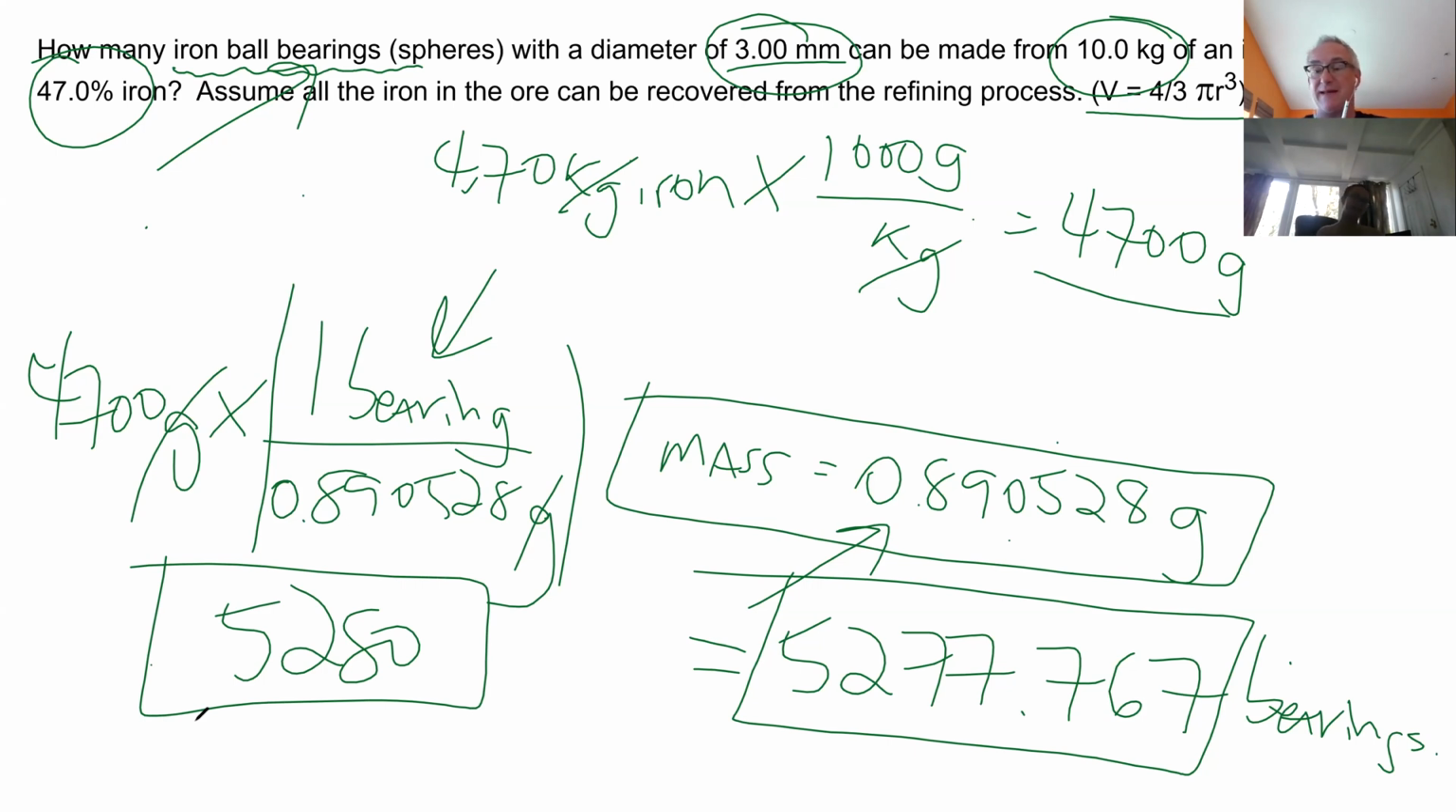Okay. We can't say 5,278. We haven't got the precision for that. We can say 5,280. And we very well may be able to make that many because of the imprecision in the other things we've measured.